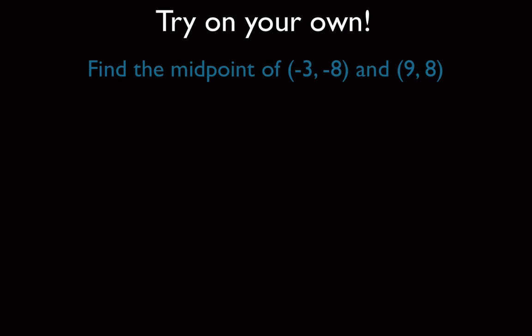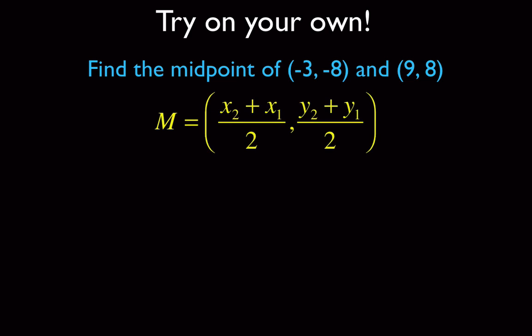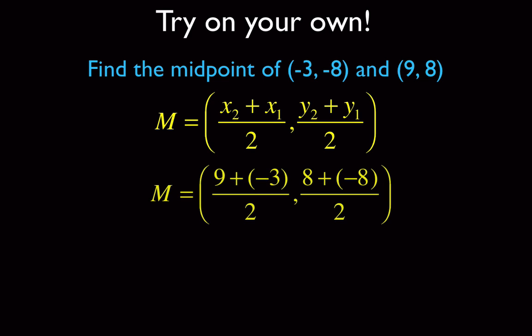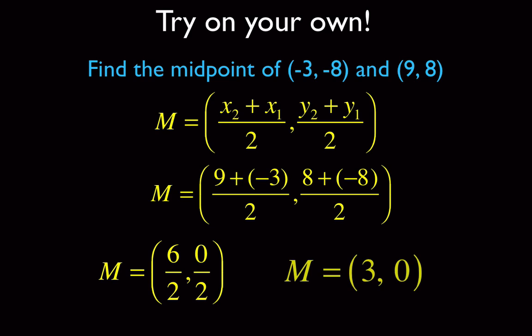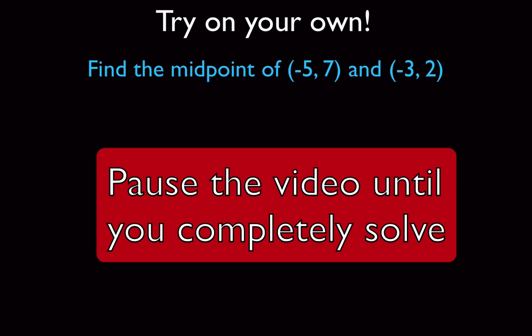All right, so here's one for you guys to try on your own. Pause the video while you try it, and hit play when you're done. All right, so starting off here, we're going to substitute in our x's and our y's. Make sure that you've done that correctly. Then we're going to go ahead and simplify that. We end up with 6 over 2 and 0 over 2, which is 3, 0. And that's the midpoint of those 2 points. Okay, again, go ahead and hit pause. When you're done, hit play and we'll go over it.